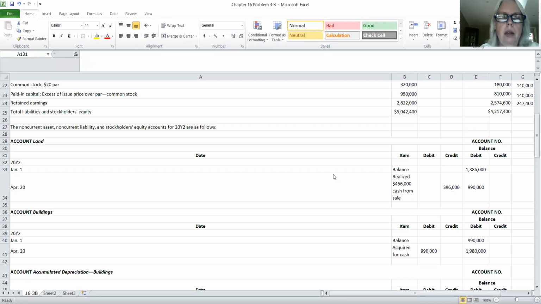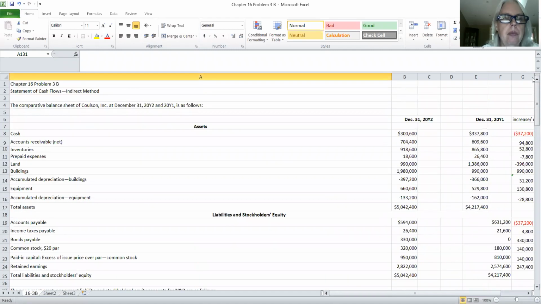Today's lesson will be Chapter 16, Problem 3B. I'm sharing with you an Excel spreadsheet that I've made up for Problem 16, 3B. What we're going to be doing is a statement of cash flows using the indirect method.